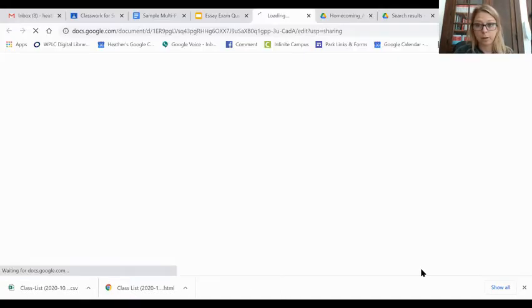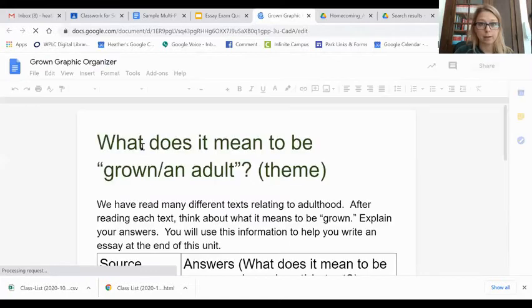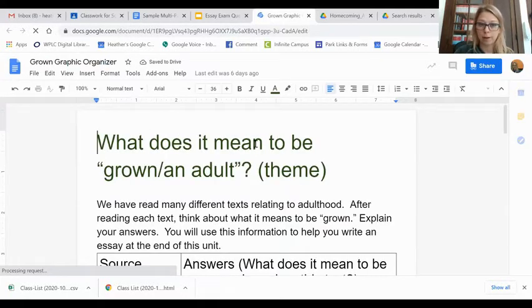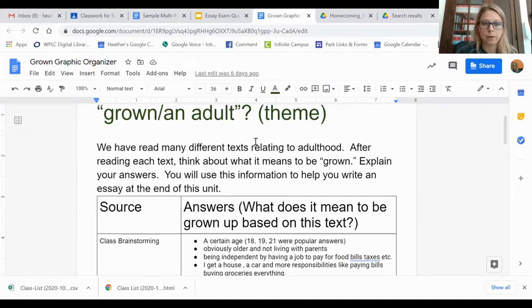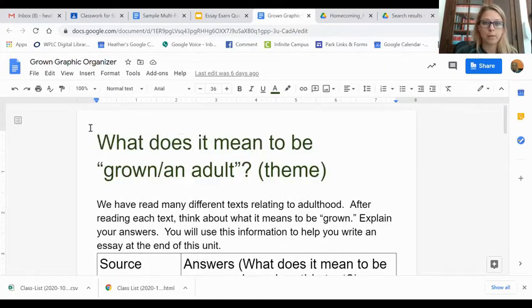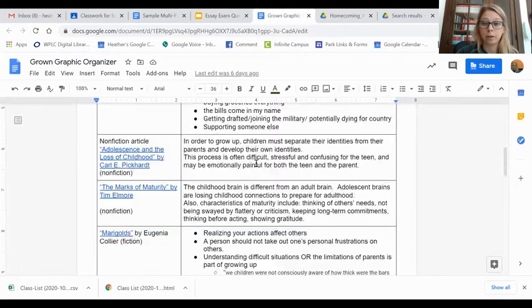So look at our graphic organizer that I have a little handy link here to. Here it is. You have a copy of this in your drive, and if you don't, then you can look at week 5 and find a copy of it. All right, or just click on this link right here. So what is it? We have this question, what does it mean to be grown or an adult? This is the theme that the entire unit has been centered around, right?